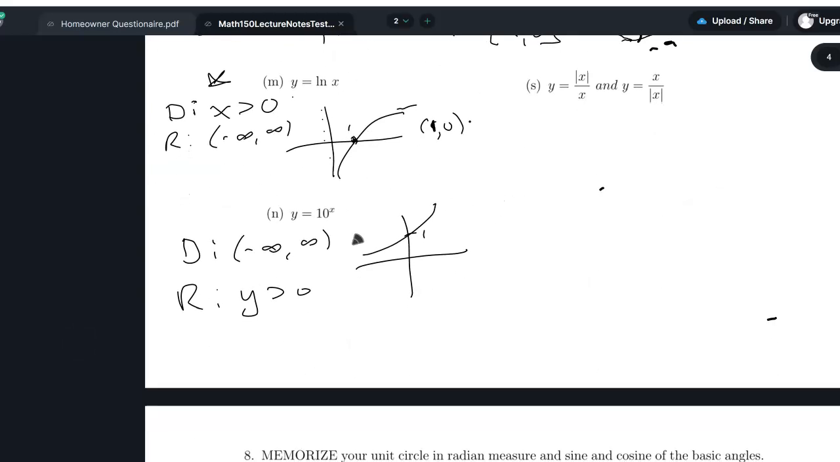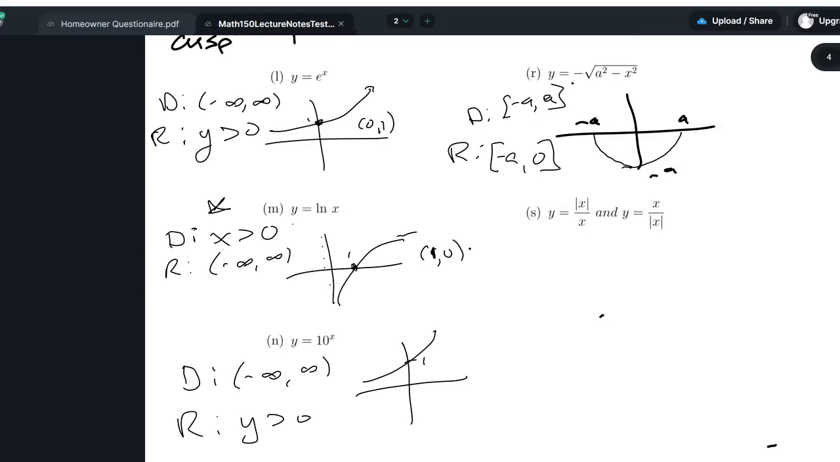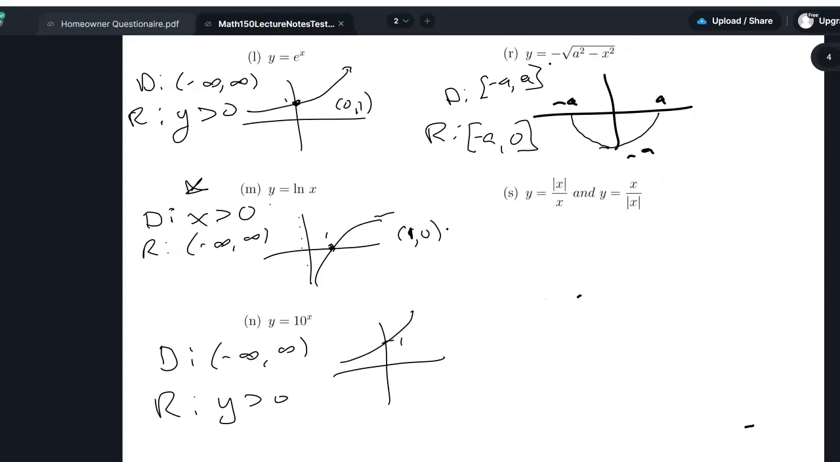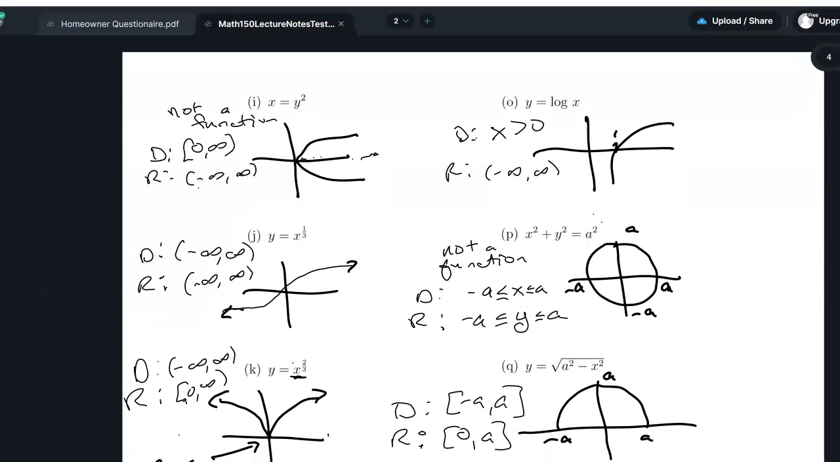10 to the x, so this is very similar to e to the x. E is the number 2.7-ish. And 10, same thing. So negative infinity to infinity for domain, and y is bigger than 0 for the range. Then log base 10, same thing. X has got to be bigger than 0. But there's actually an asymptote here. And the range is all reals, or negative infinity to infinity.